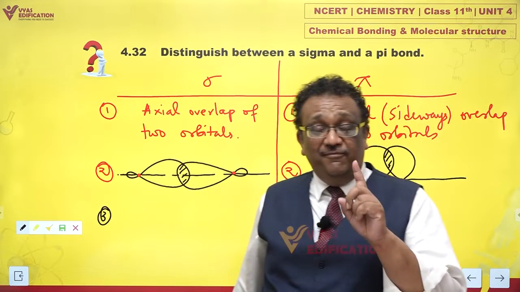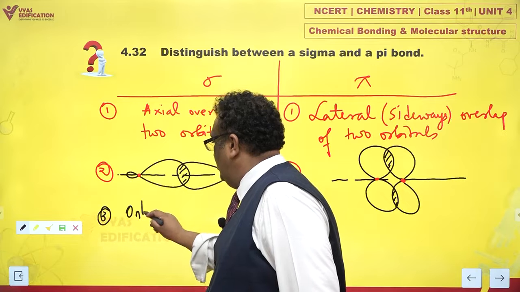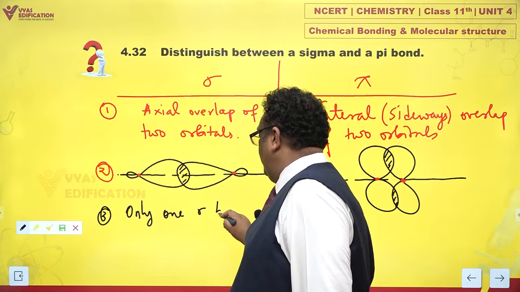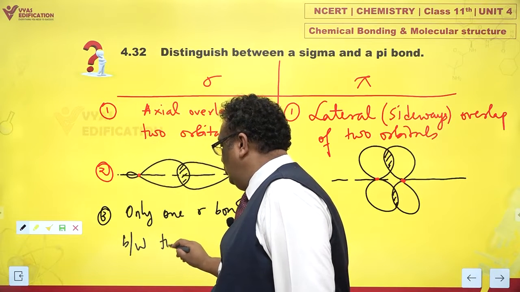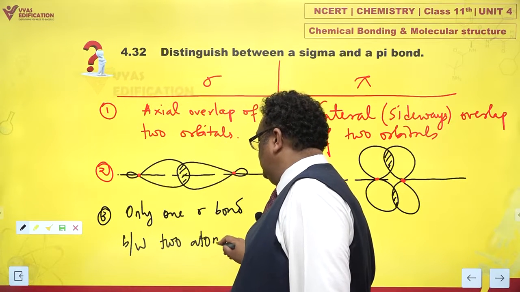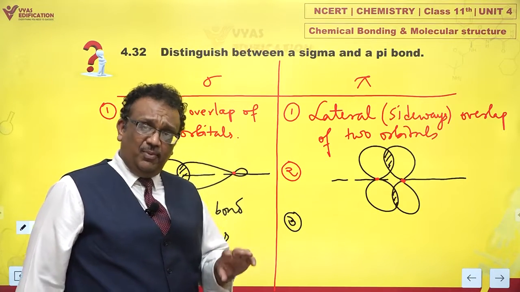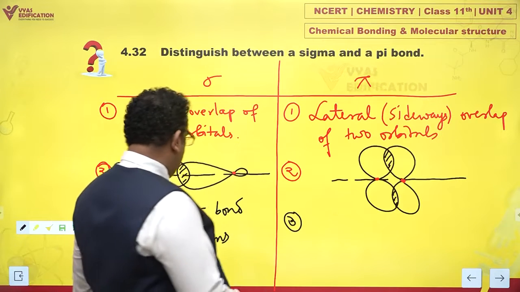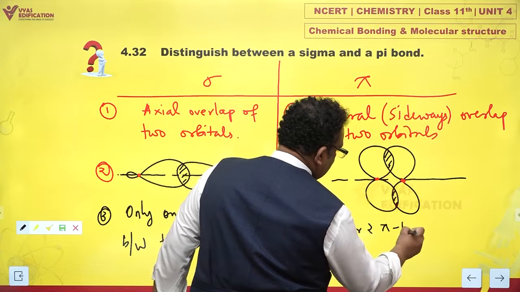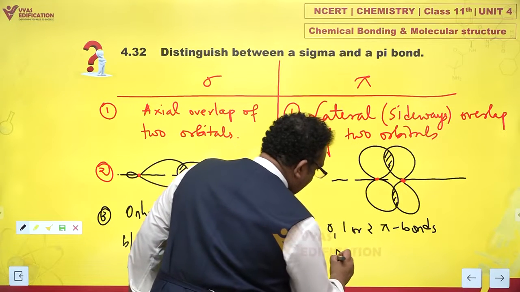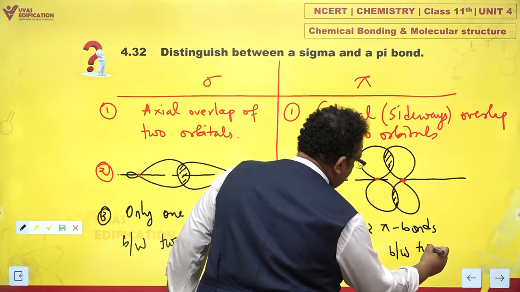Then, third point. There can be only one sigma bond between two atoms. Only one sigma bond is possible between two atoms. What about pi bonds? There could be 0 pi bonds, there could be 1 pi bond, there could be 2 pi bonds also. So, 0, 1 or 2 pi bonds possible between two atoms.